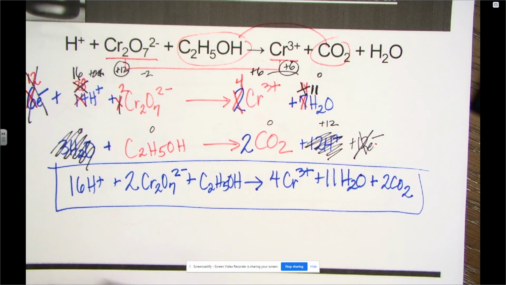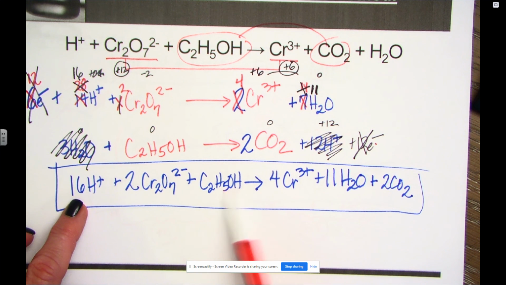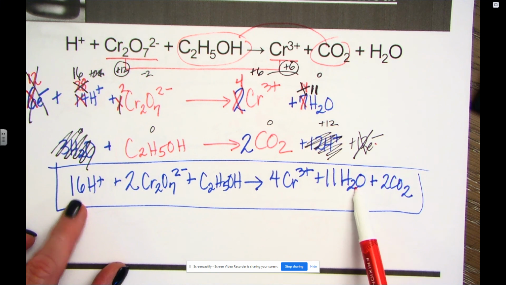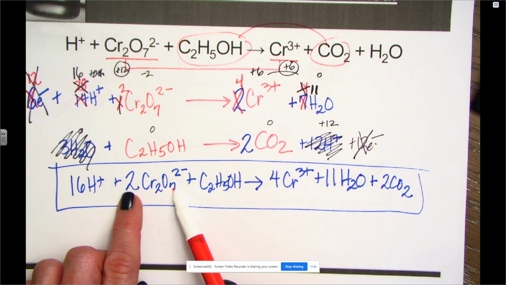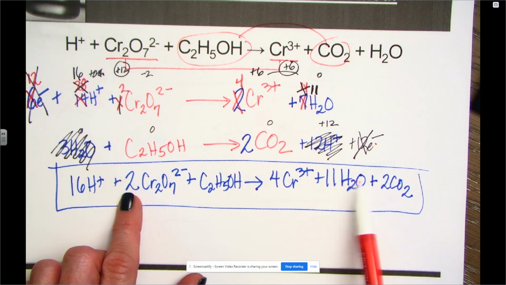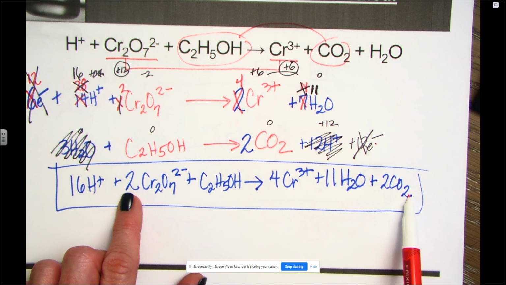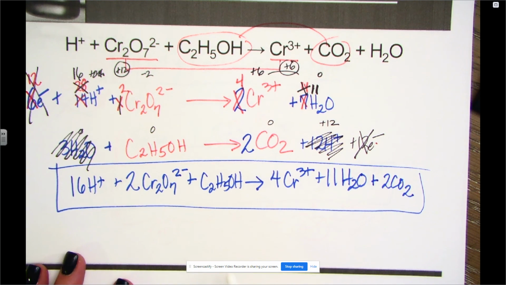Now let's check just to make sure everything is equaling out. Atoms, 16 hydrogens plus 6 more gives me 22 hydrogens, and 11 times 2 is 22. 4 chromiums, 4 chromiums. 14 oxygens plus this one gives me 15 oxygens. So that gives me 11 plus these 4 give me 15 oxygens, 2 carbons, 2 carbons. So the atoms cancel.